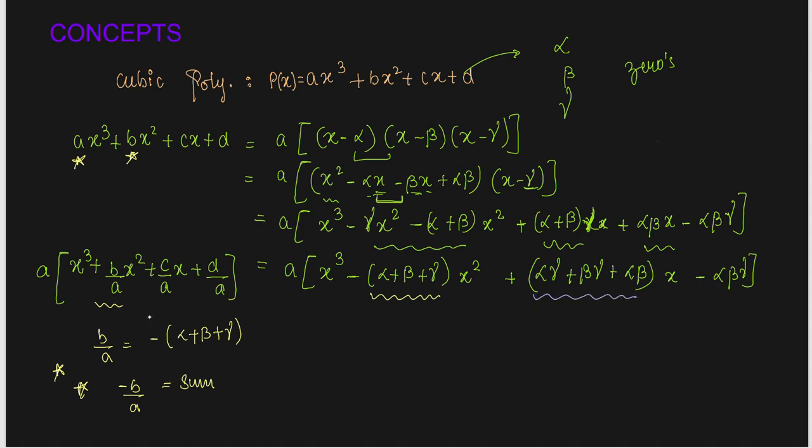Coming to the next point, compare the coefficient of your x. Here we notice that c over a is nothing but alpha beta, beta gamma and gamma alpha. I've just arranged alpha beta, beta gamma, gamma alpha. So this is nothing but called the sum of products taken two at a time. Because we are taking two at a time, alpha beta first, taking the product, summing it with beta gamma, summing it with gamma alpha. So this is nothing but called c over a.